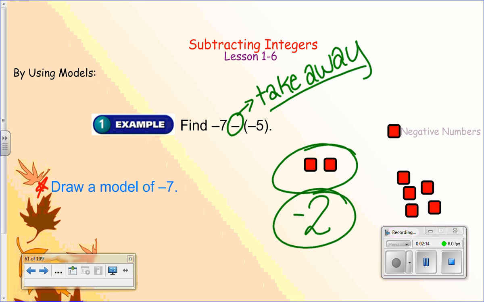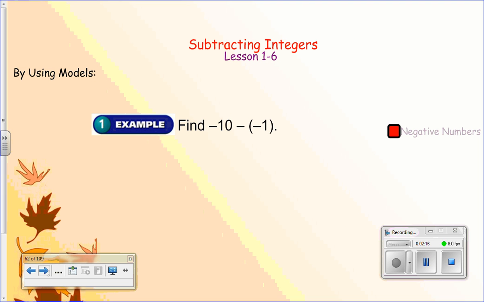All right, and this next example is very similar to that. So it says find -10 minus, or take away, -1. So why don't you go ahead and set this one up and then see if you can find the answer. Go ahead and pause me now.